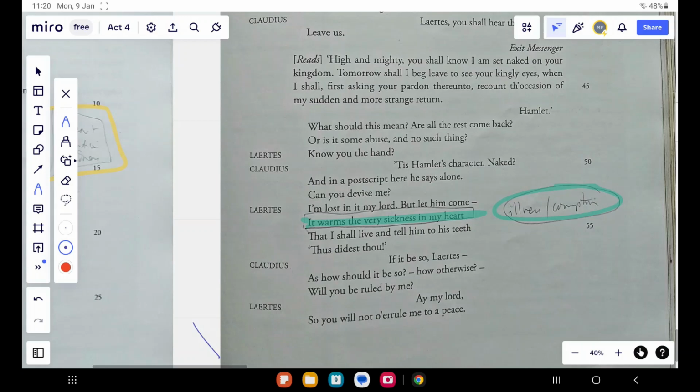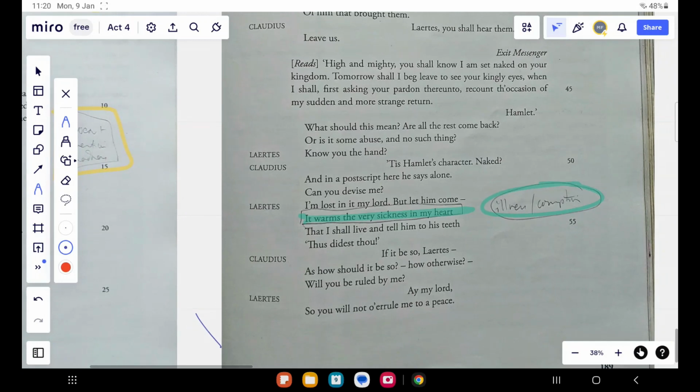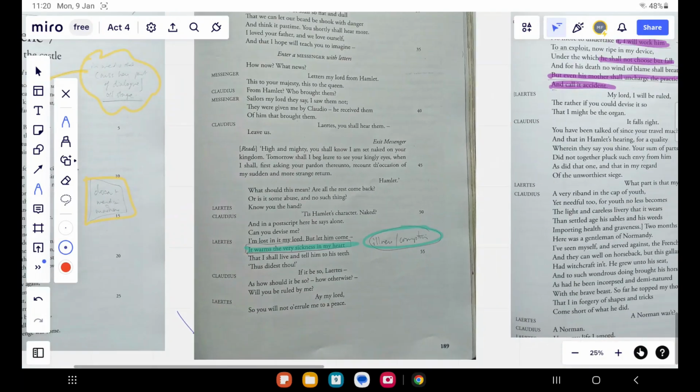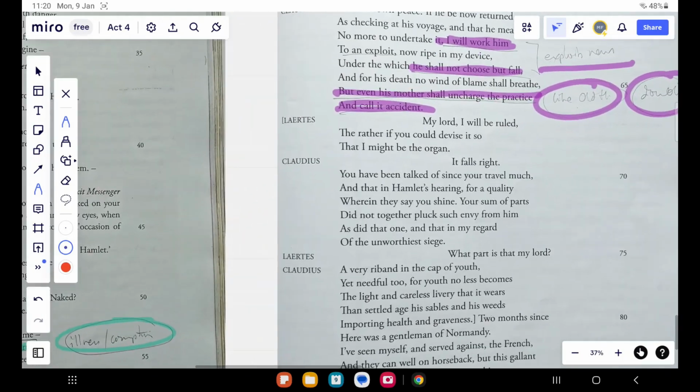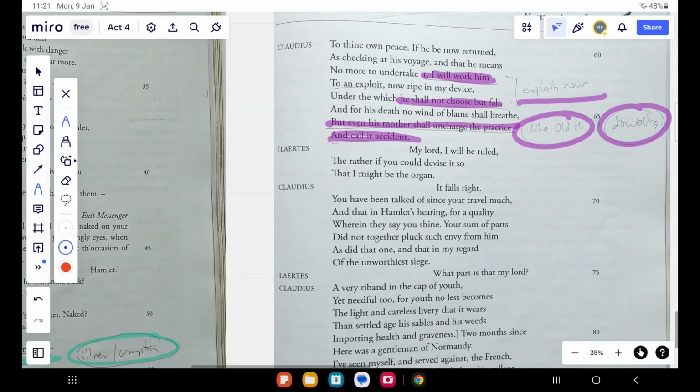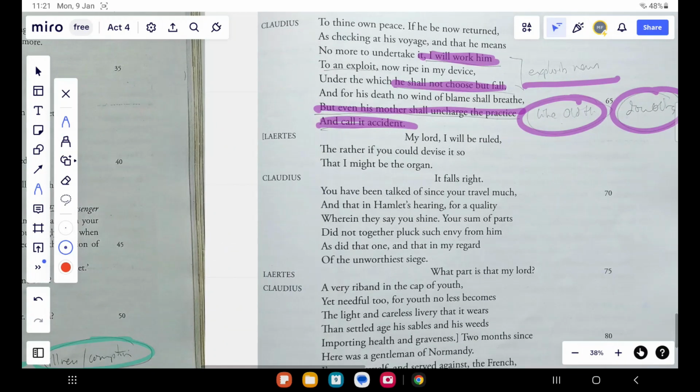It warms the very sickness in my heart. That's a nice short quote where, again, the theme of sickness, the motif, which was introduced into the play right at the very start with Francisco, I am sick at heart. And here we have another character with this kind of illness, and maybe revenge is the illness here that's corrupting him, and the desire for revenge in that Old Testament way of a life for a life.